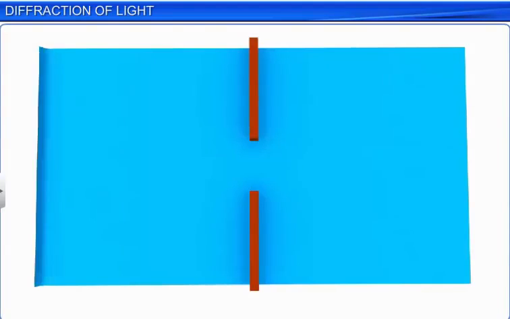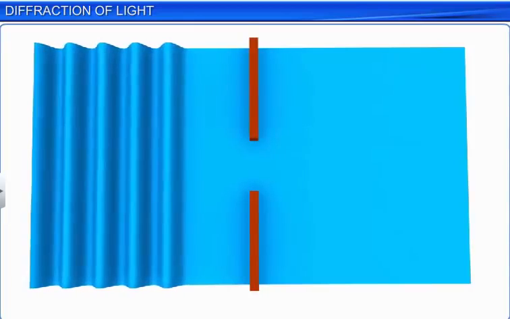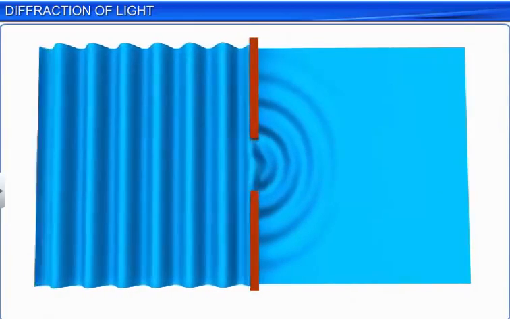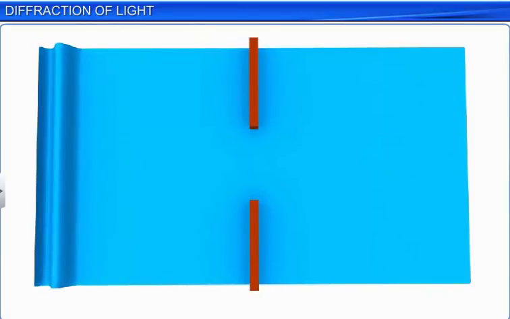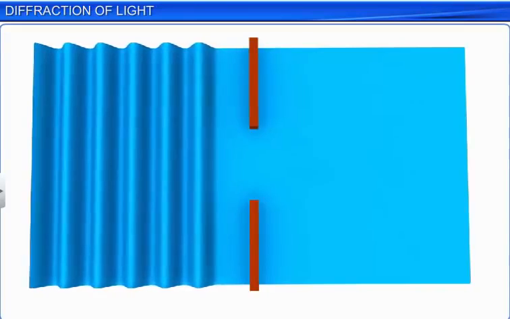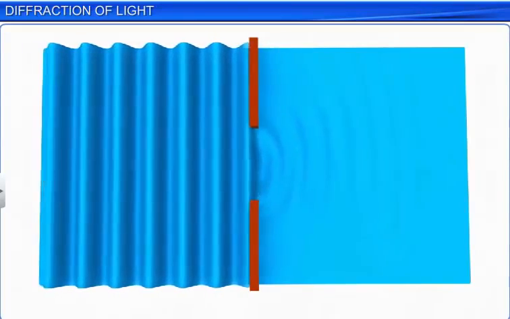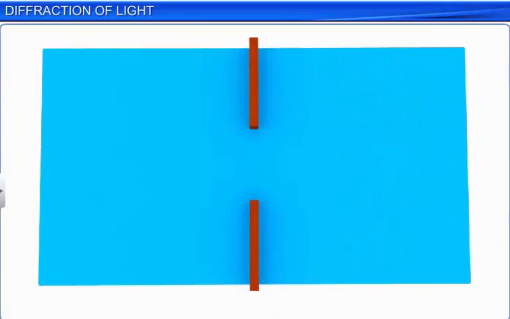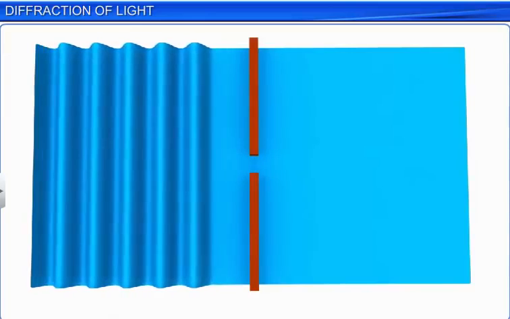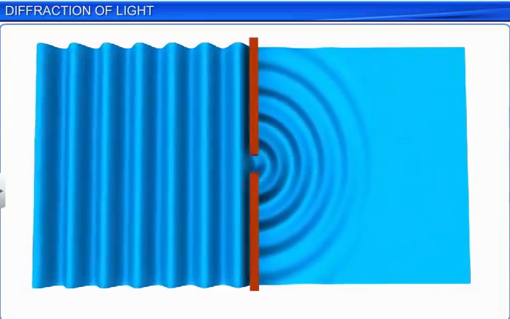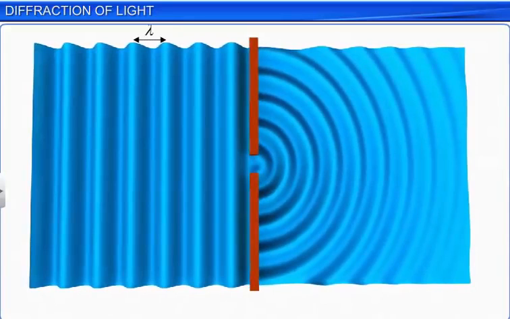Observe the diffraction of water waves at a narrow slit placed on its path. When the size of the slit is large, the diffraction of water waves is quite negligible. On the other hand, when the size of the slit is very small, we observe the diffraction of water waves very clearly. The diffraction of waves depends on its wavelengths. If the size of the obstacle or the slit is of the order of the wavelength of incident waves, then diffraction occurs.